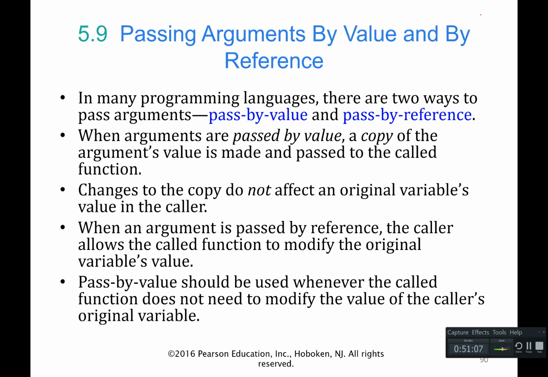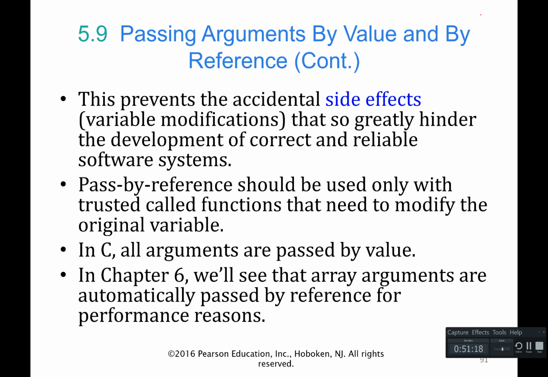So pass by value should be used whenever the function doesn't need to modify. Generally, you try to avoid passing by reference if you don't need to. Because if you accidentally change a value in a function and you pass its value, it doesn't break the rest of the program. But if you pass by reference and you change it and there's an error in your function, then it's going to create problems.